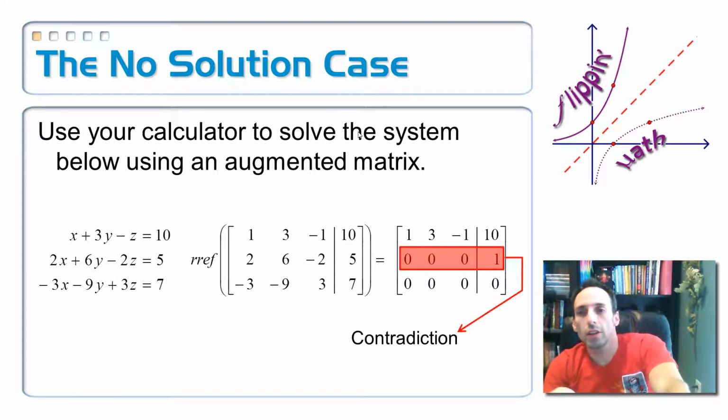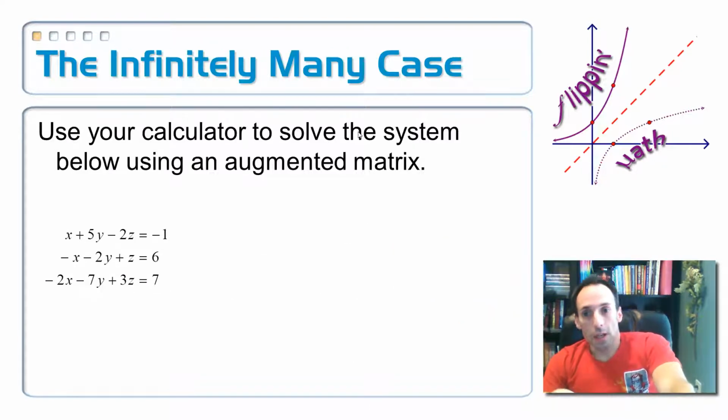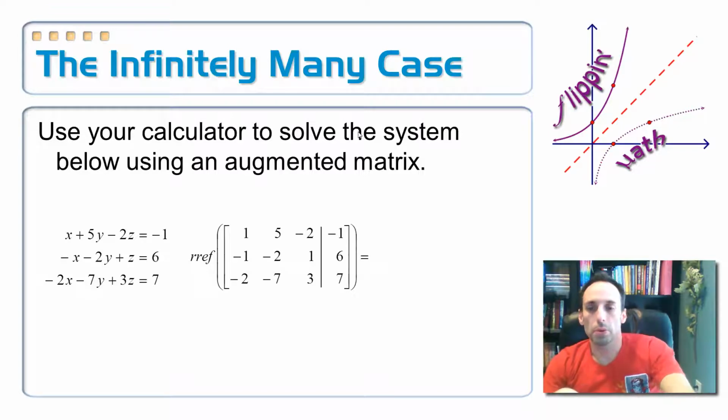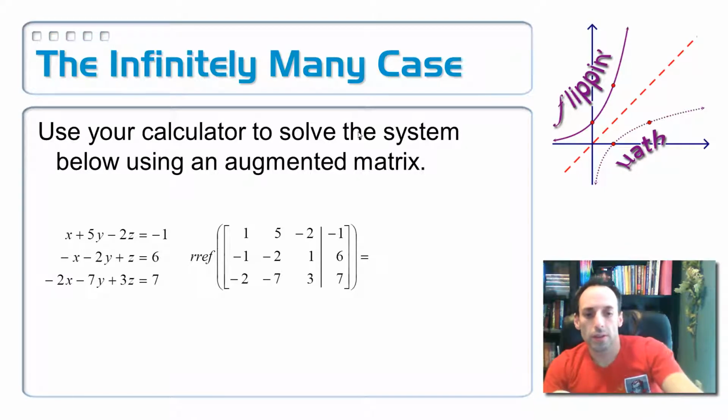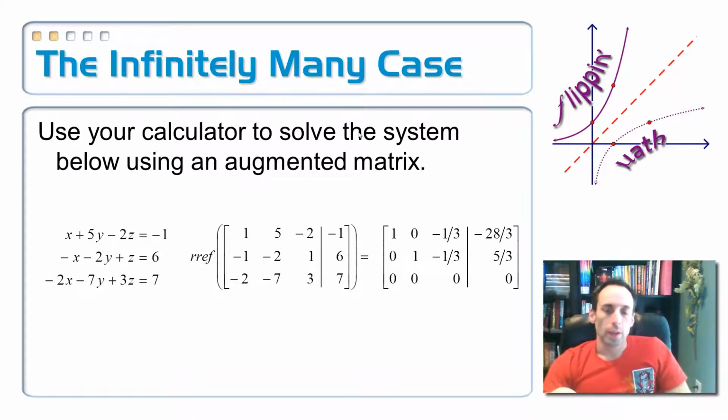So now let's look at the infinitely many case. Type this in as an augmented matrix and do the reduced row echelon form on it, RREF. Pause the video if you need to so you can type that in. I want you to see what happens on your calculator. Okay, so this is what we should get this time.